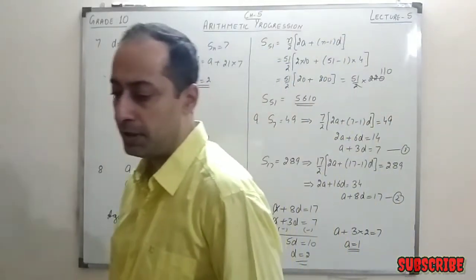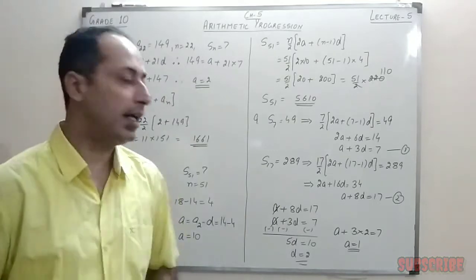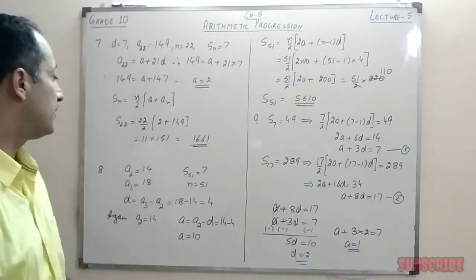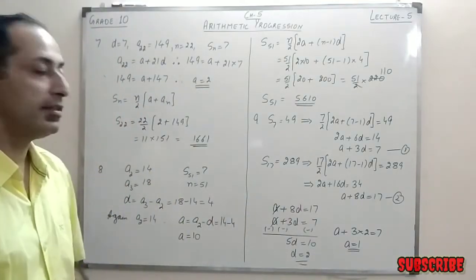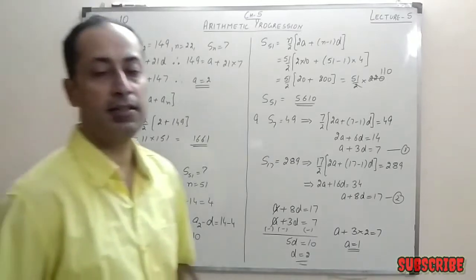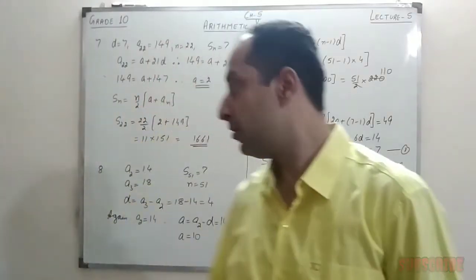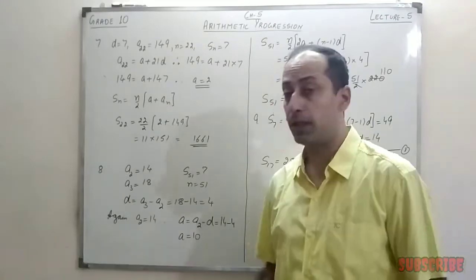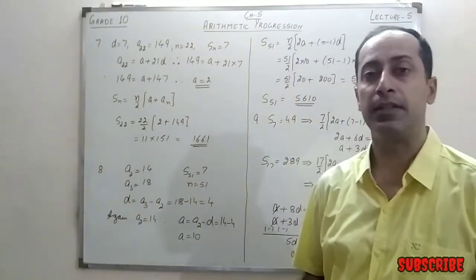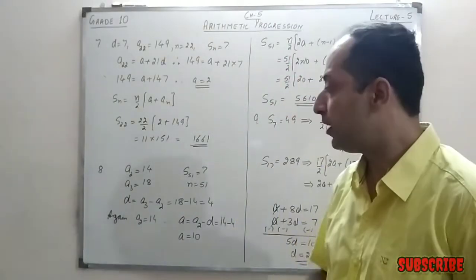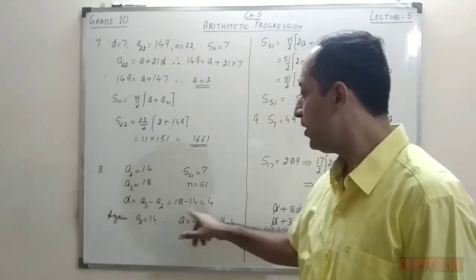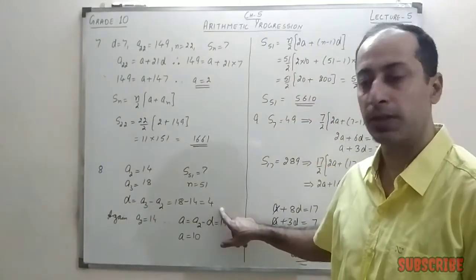Now let's go to the 8th question. It's a very simple question. In the 8th question, the second and third terms are given. The second term is given as 14 and the third term is given as 18. And we have to find the sum of the first 51 terms. So we know the common difference is the difference of two consecutive terms. So d is equal to a3 minus a2, and we get d equals 4 here.